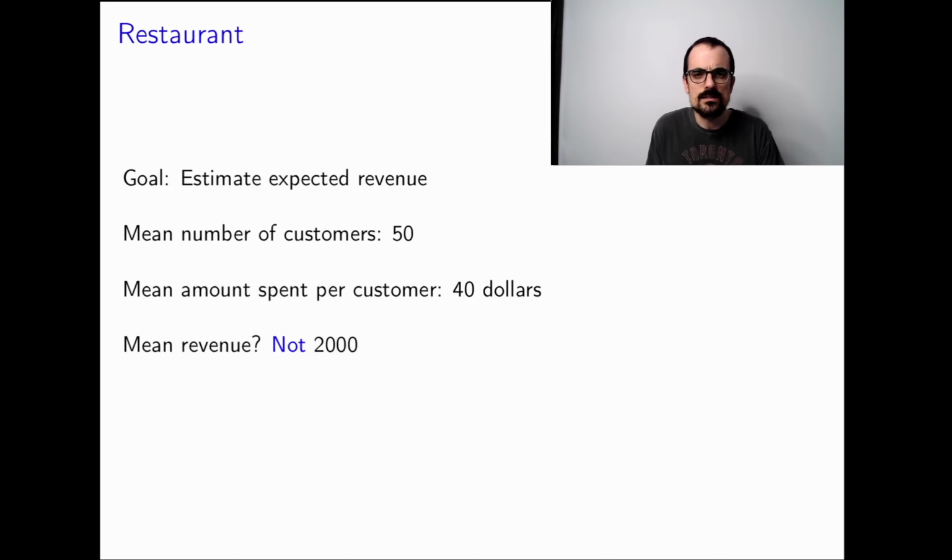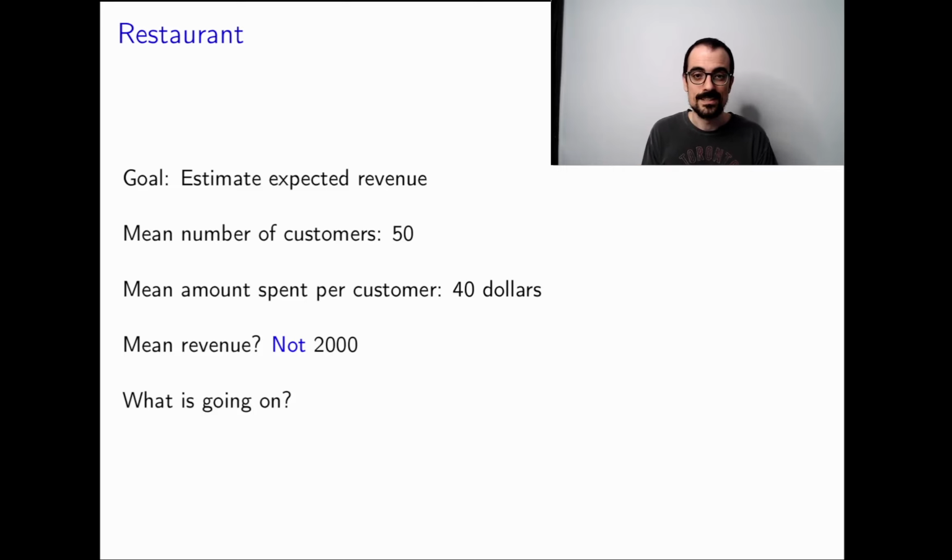So the owner of the restaurant tells you, hey, what's going on? I don't understand this. We have a mean number of customers equal to 50, so on average we have 50 customers. On average, they spend $40. Why is our mean revenue not 2,000? I don't understand. Something weird's going on. Tell me about it, since you're a data scientist.